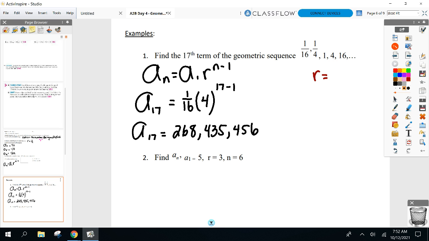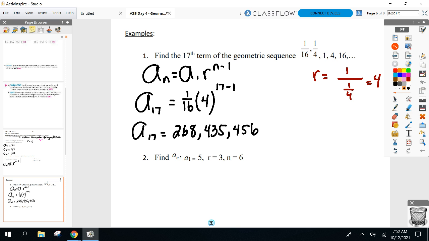You take any term in the sequence, except for the first one. Take any term in the sequence, Zach. 1. 1, okay, and you divide it by the previous term, which was what? So 1 divided by a fourth, that'll give you 4. 16 divided by 4. 4 divided by 1. So you take any term in the sequence and divide it by the previous, that'll get you your R value every single time. Yep.